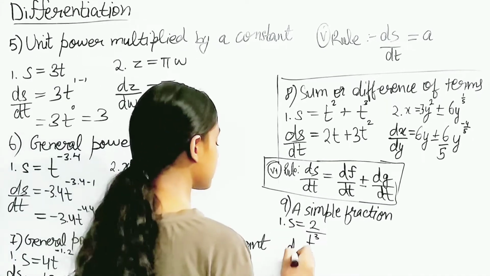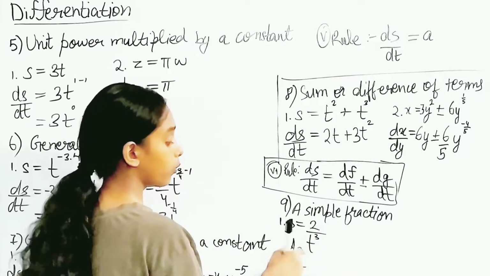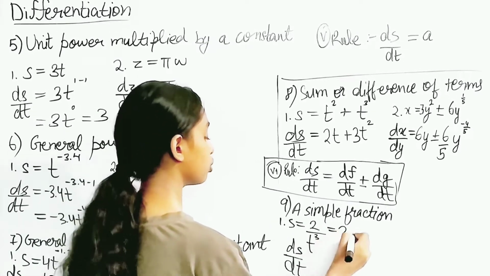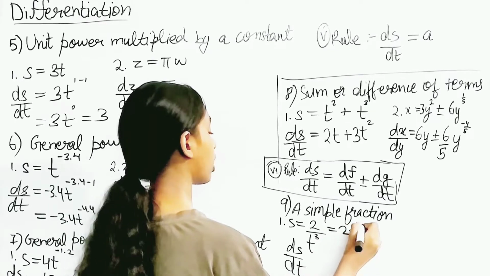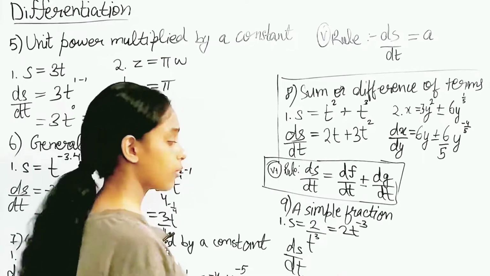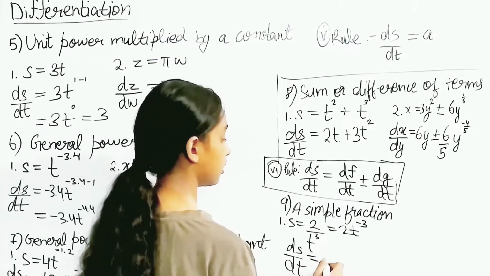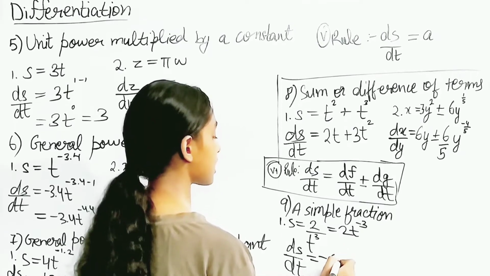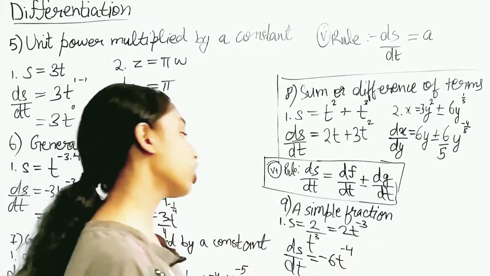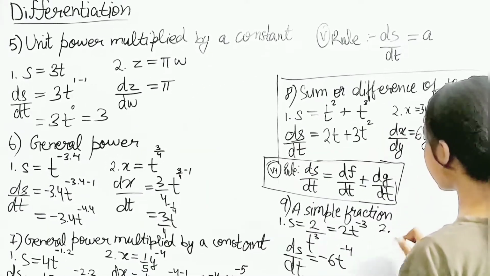So it's going to be ds by dt. First of all, we bring this t to the numerator, which will be 2 into t to the power -3. Now it's just a simple rule that we're using. So it's going to be 2 into -3, which is -6 t to the power -4. That's it, we're done.